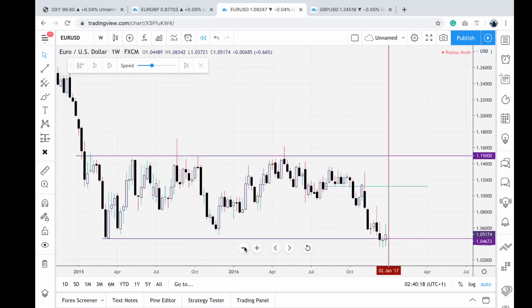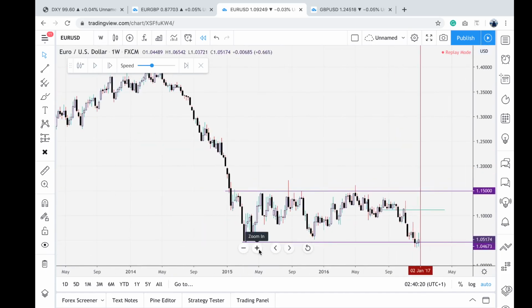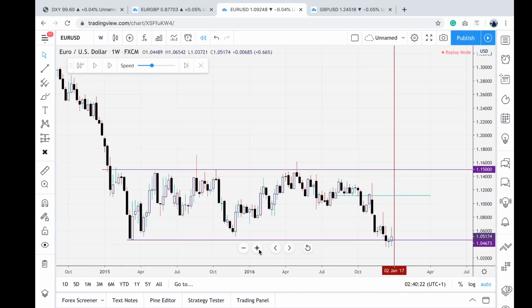Now I want you guys to pay attention to what price is doing. Oftentimes, what the DXY does will be mirrored on Euro USD. So if you're confused about what the DXY is going to do, just check the fiber. If you're confused about what DXY would do, check fiber.